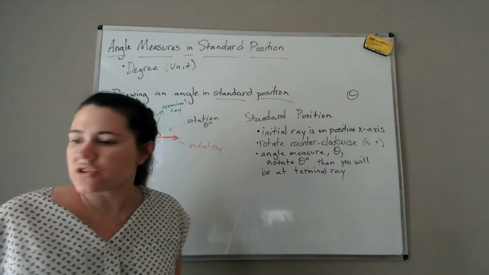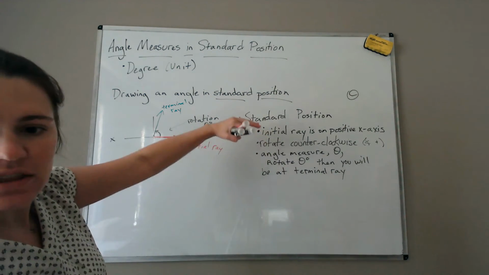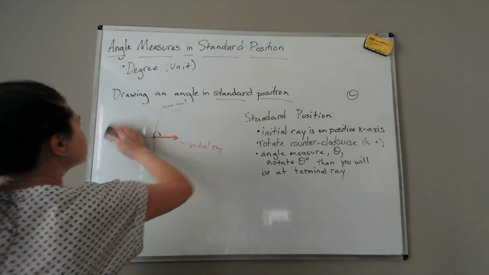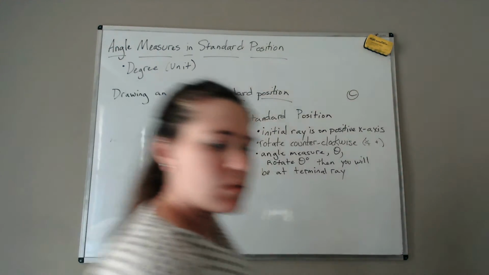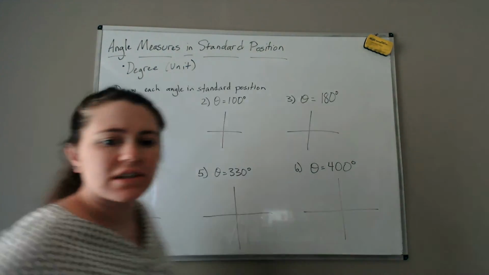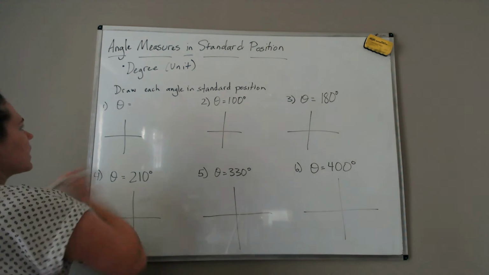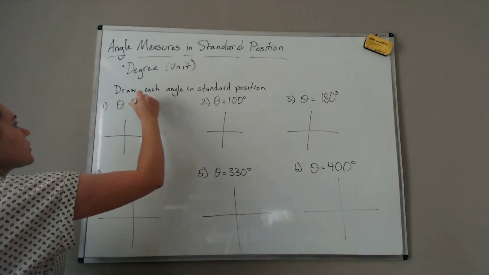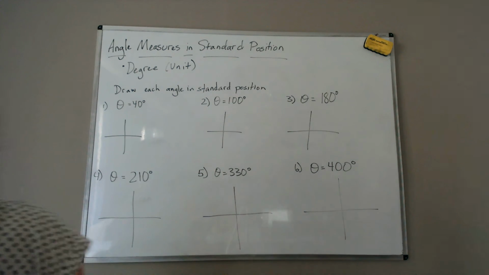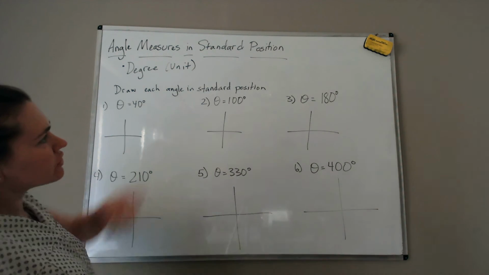So we're just going to practice drawing those angles right now. You have to keep in mind these three things. We're going to go over these 6 examples. I forgot to write what the first one was. You might want to write these all down or go through it one by one. We're going to draw each angle in standard position.